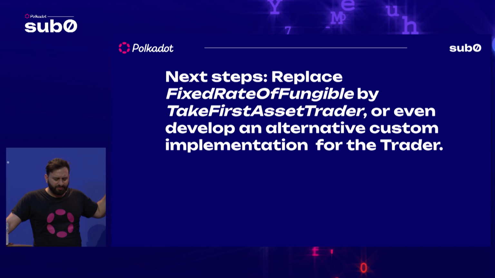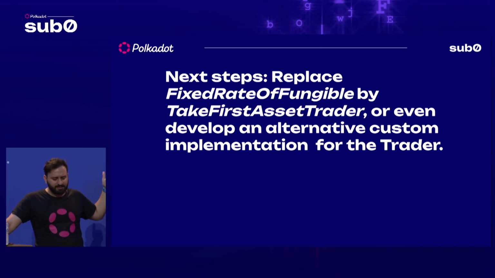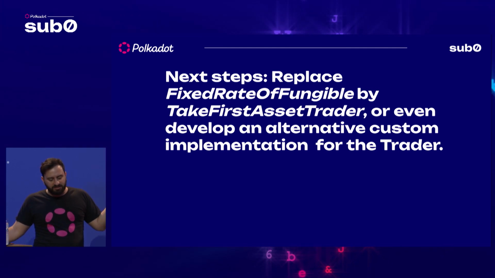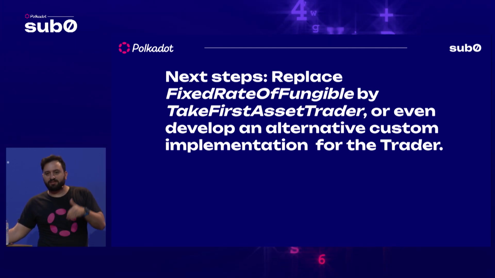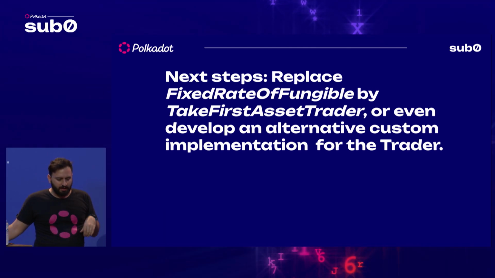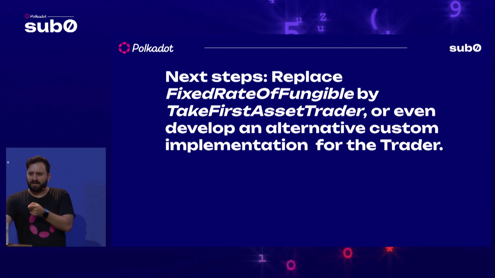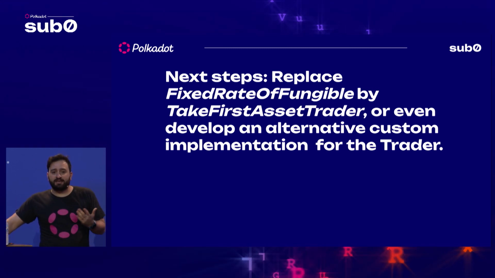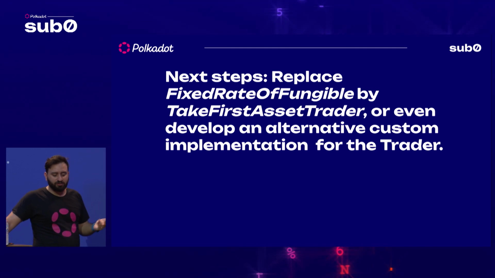One of the things we wanted to do as a next step is to replace the FixedRateOfFungible implementation with the TakeFirstAssetTrader, which takes the first asset and pays the fees with that. Actually, if I'm not wrong, in the asset hubs it's like that already. Or we wanted to experiment with our own implementation for the asset trader.